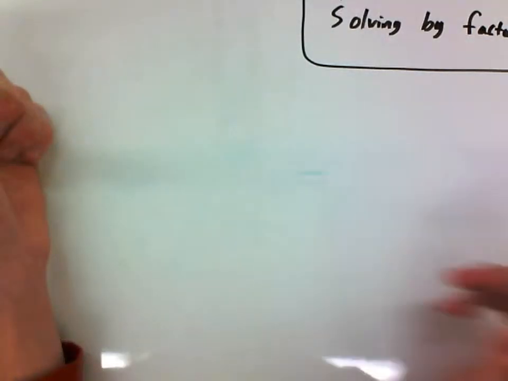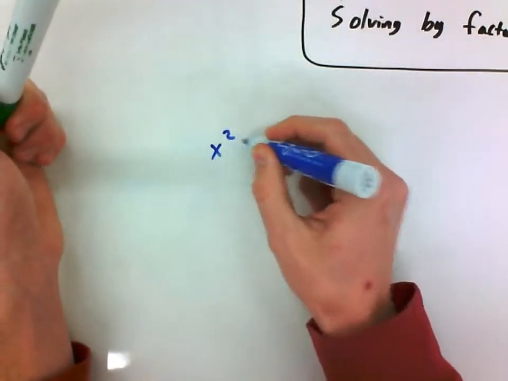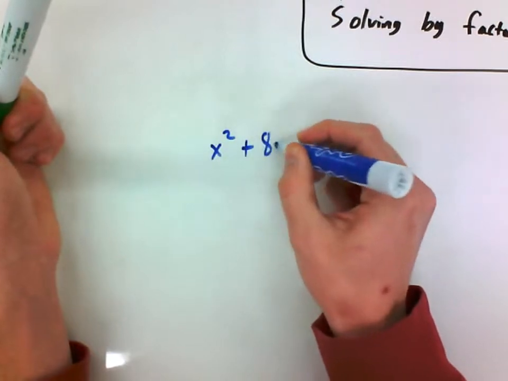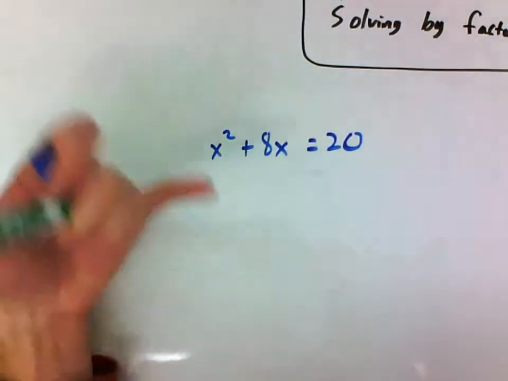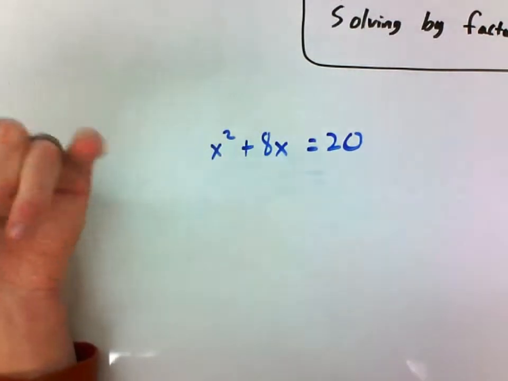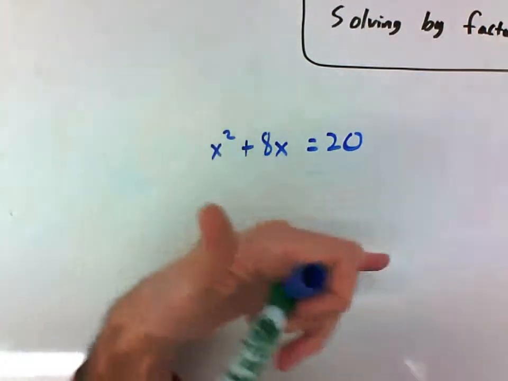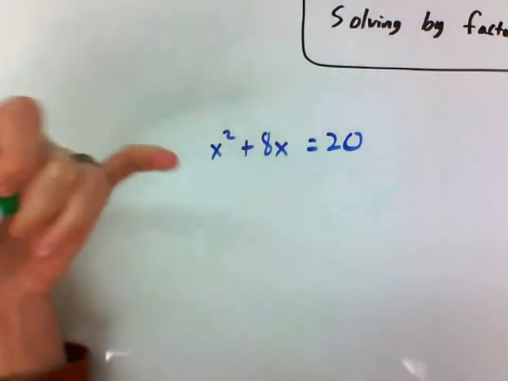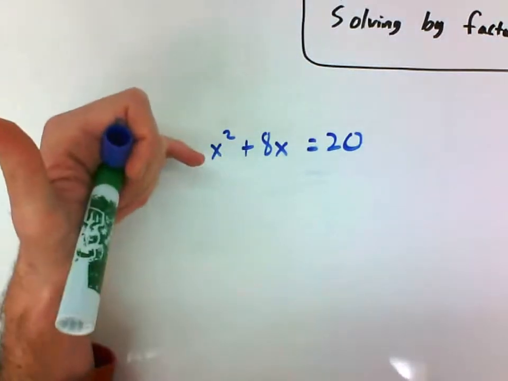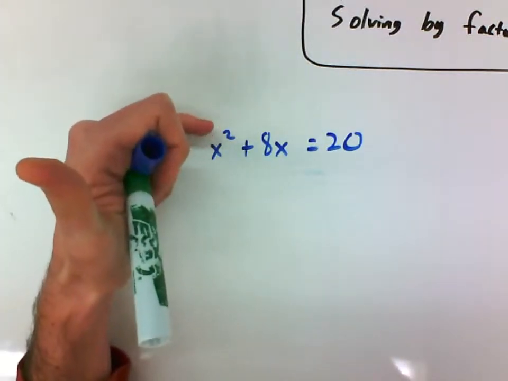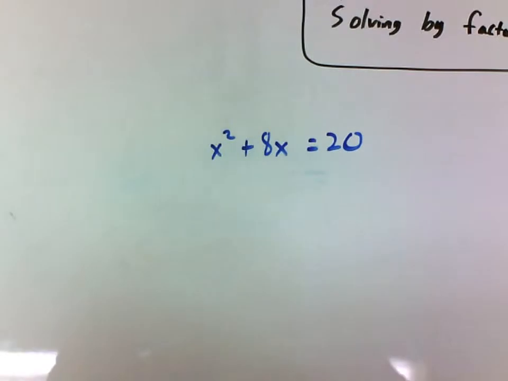So here's the equation we're going to try to solve. It's x squared plus 8x equals 20. We don't have any way to solve this right now. We can't subtract 8x from both sides and divide by 2 and try to move things around. If it's quadratic like this, we're going to need a special strategy, and that's where the zero product property comes in.